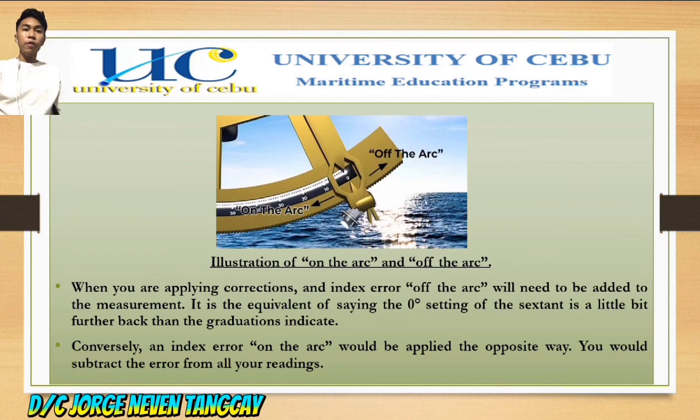An index error off the arc must be added to the measurement when making adjustments. The sextant's 0 degrees setting is a little farther back than the graduations show. An index error on the arc, on the other hand, would be applied the other way around. All of your readings would be reduced by mistake.